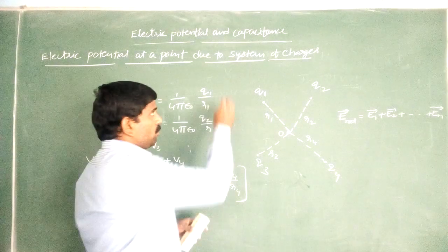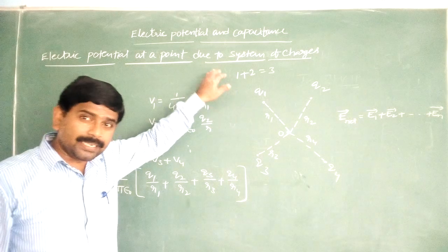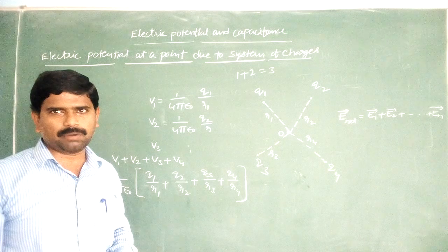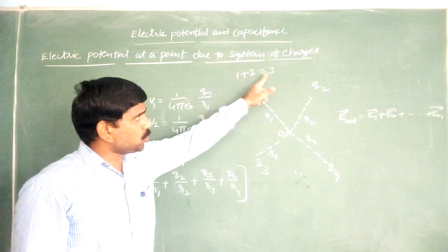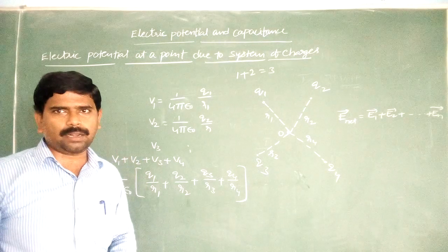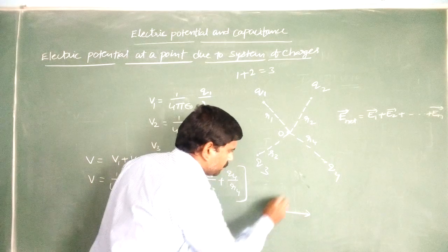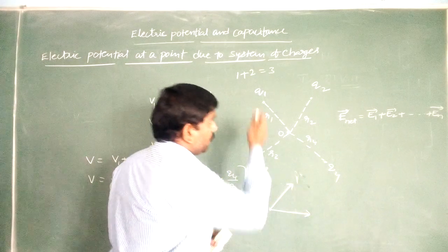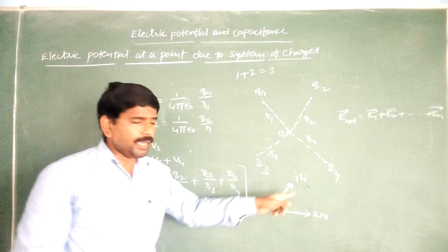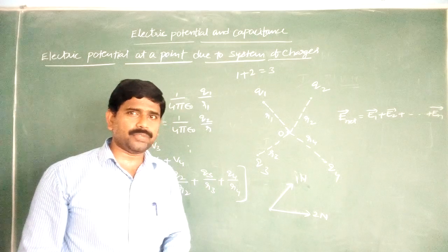1 plus 2 is equal to how much? 1 plus 2 is equal to 3. This is right in case of the scalar physical quantities, not in case of the vector physical quantities. But in case of the vector physical quantities, that is not the correct one. So observe, this is one unit, something 1 Newton, and second one, this is 2 Newtons. Here Newton means force. Force is a vector physical quantity.